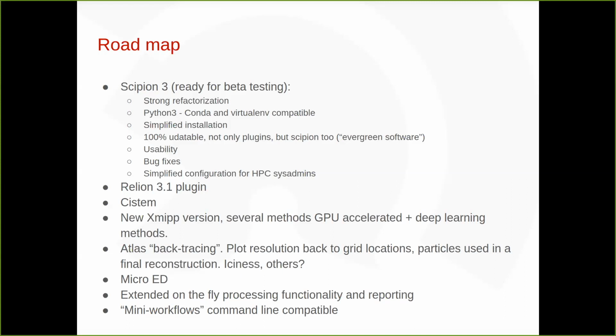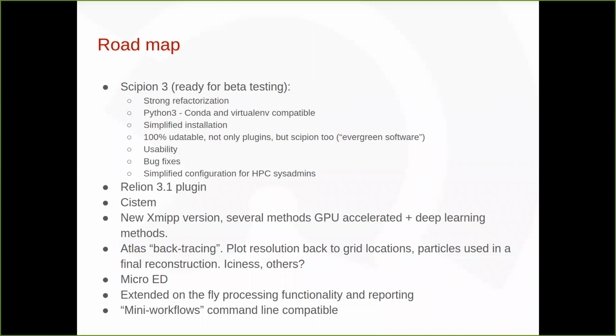It is still compatible with the old configuration, but much simpler with the Scipion 3. Relion 3.1, it's in the oven, so it's almost ready to be tested. I think next week will be released internally to be tested. System, it's already coming, the evolution of Grigori Lab plugin, now it's system. And there's a new version of Xmipp.